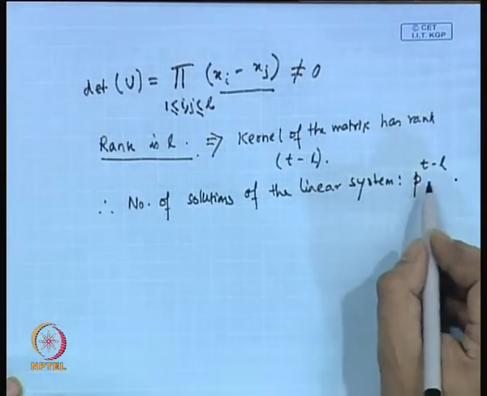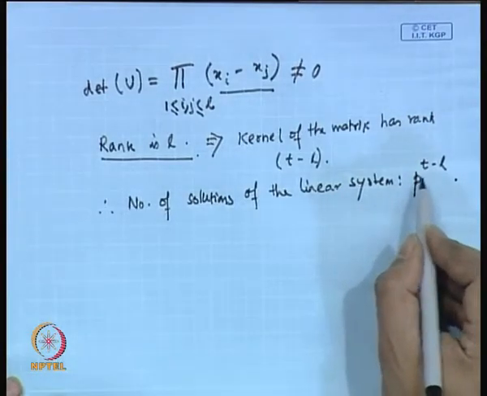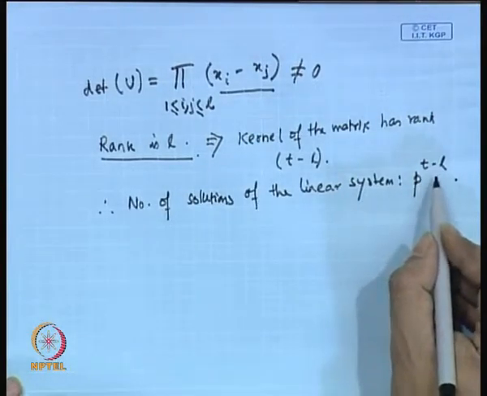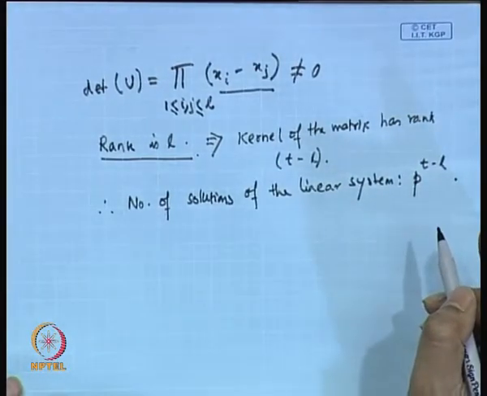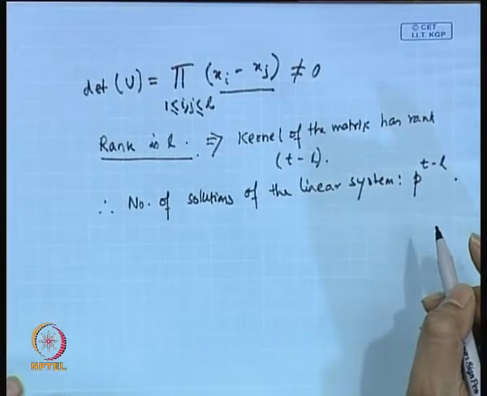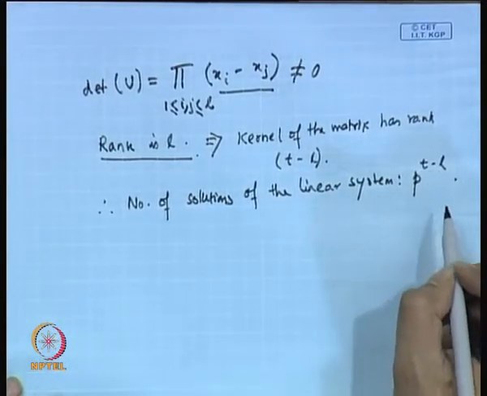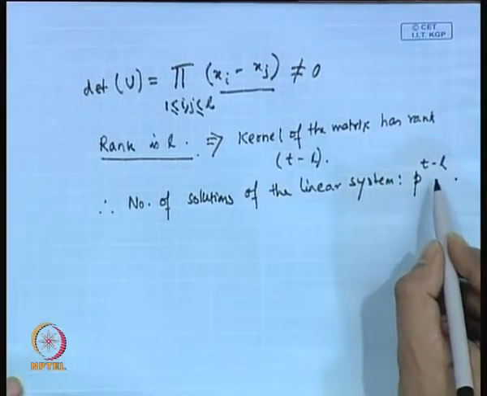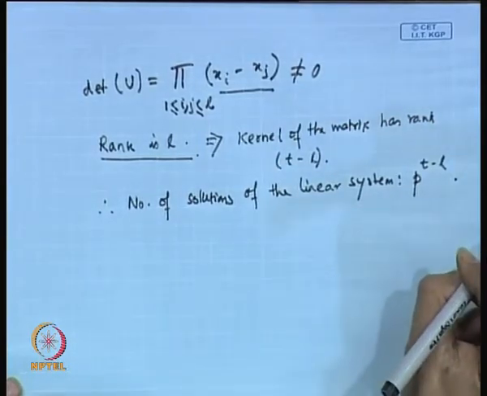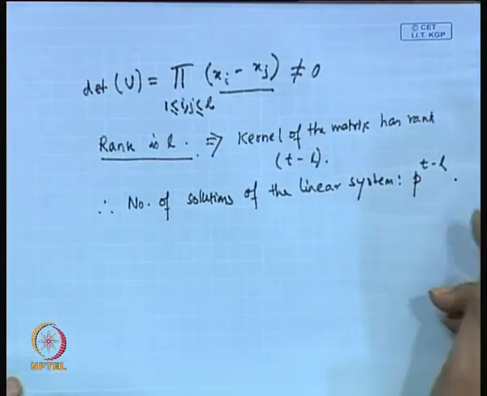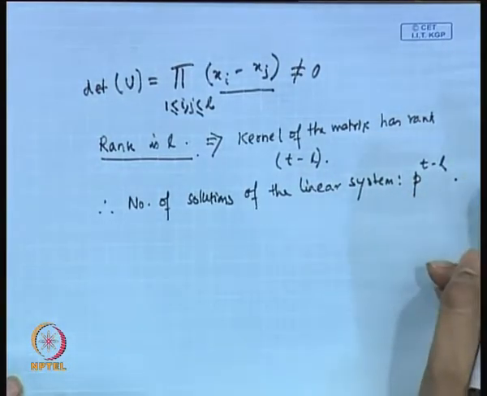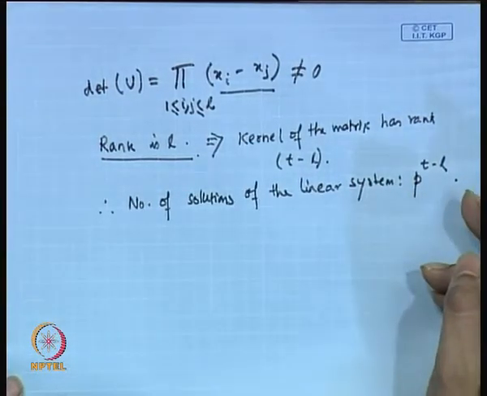So, you can just consider a special case: if your t and L are the same, then how many such solutions are there? There is exactly one solution. When t and L are exactly equal to each other, you have exactly one solution to the linear system. But as long as t is greater than L, you have more than one solution. Is it not so?